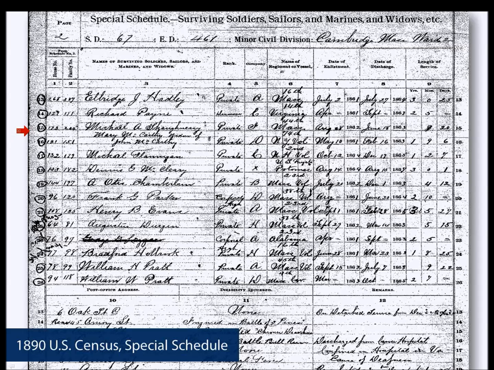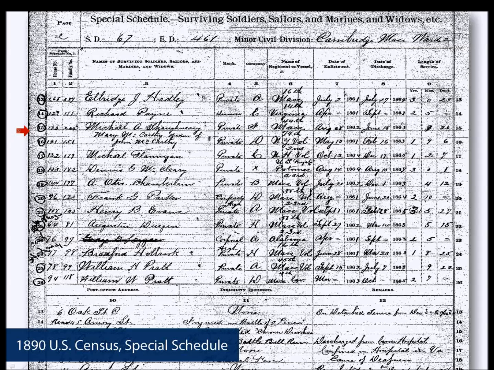Now, if you follow this column down to the bottom line, you'll find number 13 matches up with line 13 up here. And this actually gives you his post office address. He's living in Cambridge, Massachusetts at 6 Oak Street. He has no disability incurred, but it does say that he was on a detachment for service through December 6th to the end of the war.